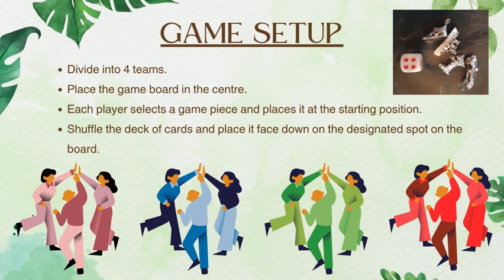The game setup is as follows. Learners divide into 4 teams. They place the game board in the center. Each team selects a game piece and places it at the starting position. The deck of cards is then shuffled and placed face down on the designated spots on the board.